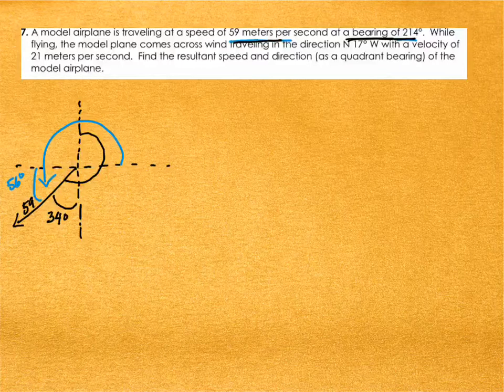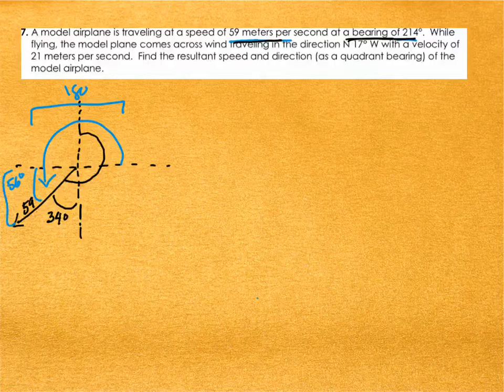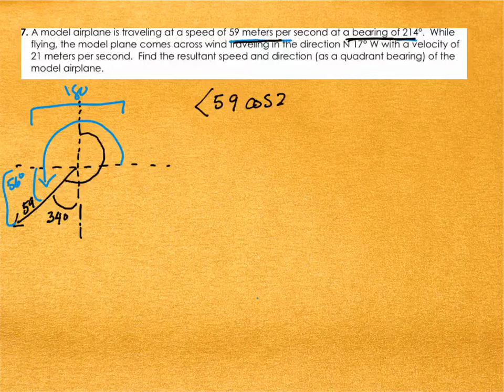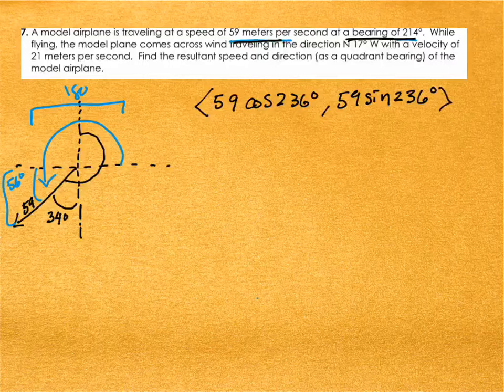The reason I want that angle is I want to add 180 and 56. So from here to here is 180 degrees, and then I'm adding the 56. So 180 plus 56 gives me an angle of 236. Okay, so that first vector would be 59 cosine 236 degrees, 59 sine 236 degrees. All right, that's vector 1, and let's keep reading.